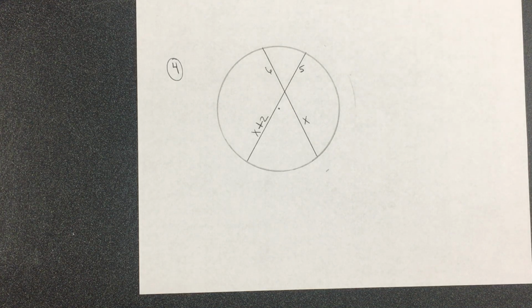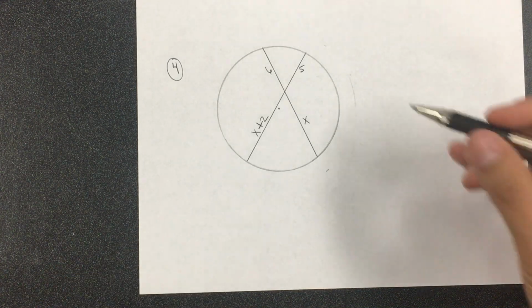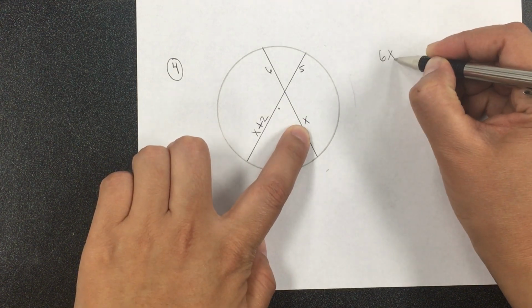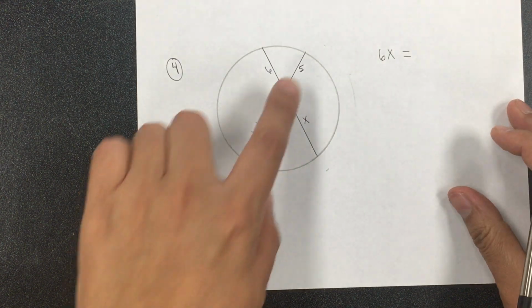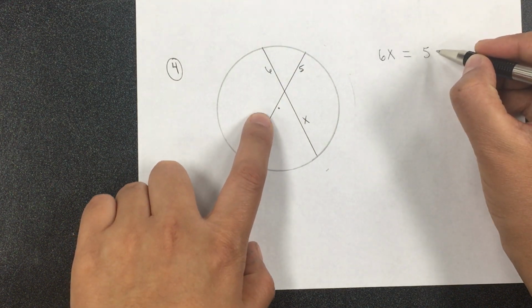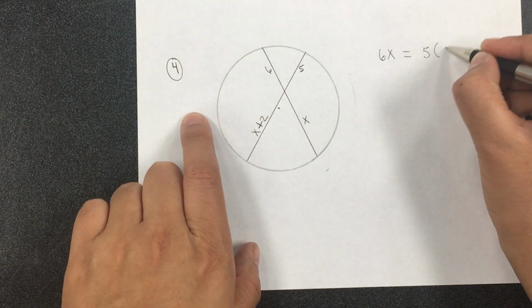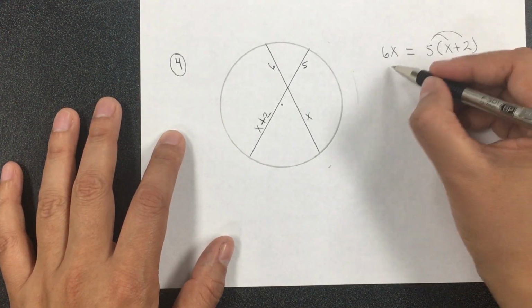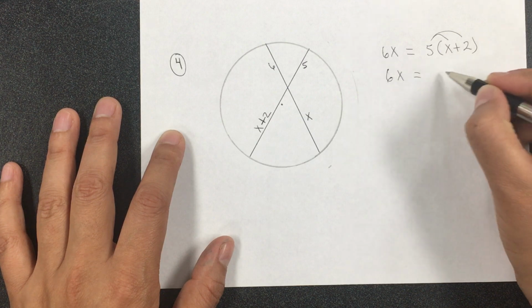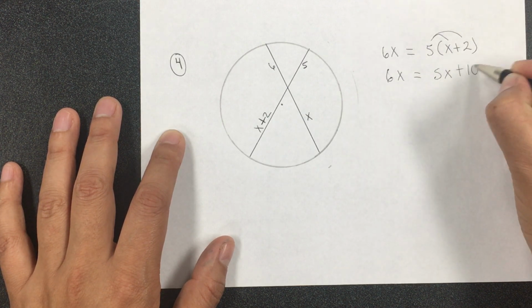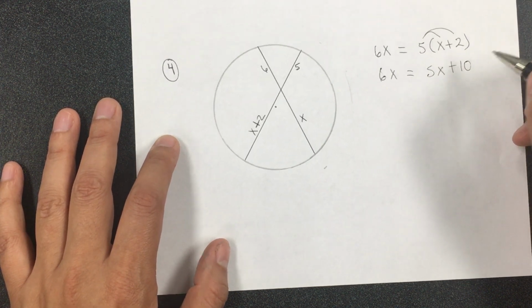Okay, did you try it? Okay, so we have 6 times x is 6x. And then we have 5 times x plus 2. Since it's 2 terms, we're going to have to put that between parentheses. We do distributive property, and so we get 6x equals 5x. 5 times 2 is 10. Don't forget to multiply by the second term.